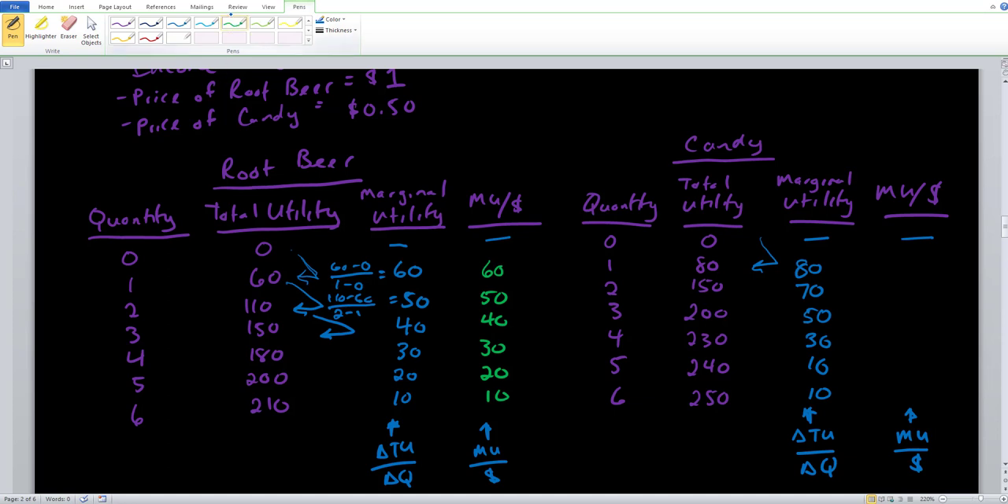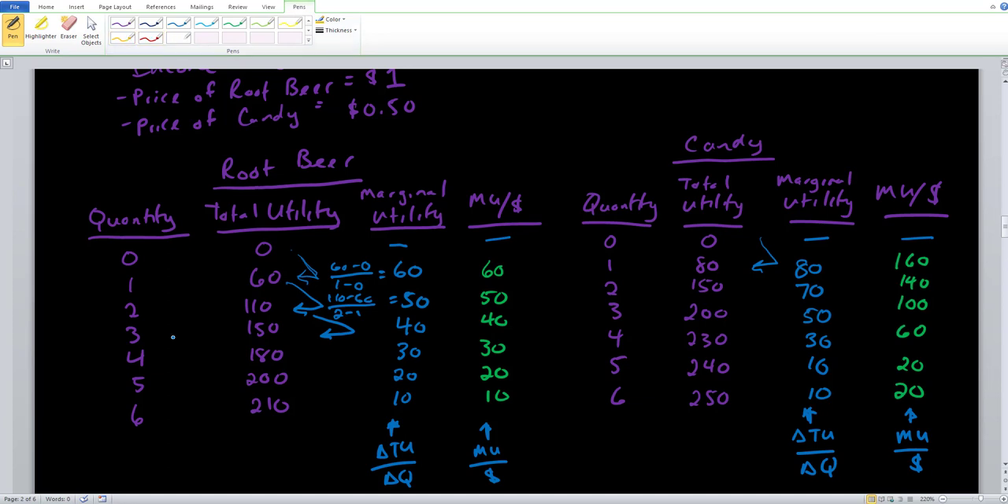Last step is to divide each of these marginal utilities by the price of the good. The price of candy is 50 cents, so that just entails multiplying each of these numbers by 2. So 80 divided by 0.5 is 160. 70 divided by 0.5 is equal to 140, and then down the line. So here, 100, 60, 20, and then another 20 in this instance. So here we've successfully set up the table in the manner that we need in order to solve for the optimum consumption bundle.